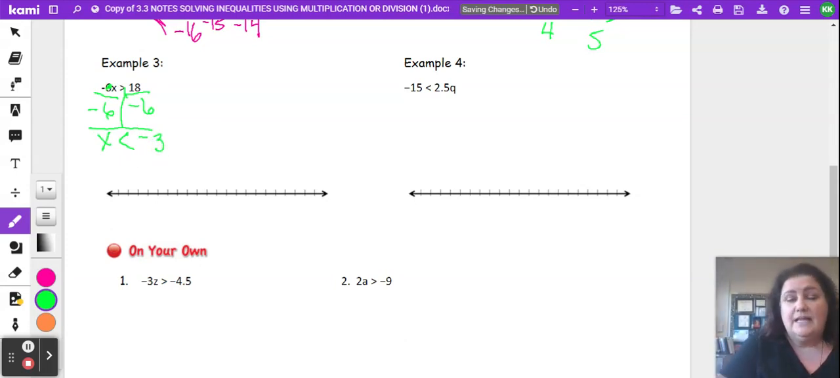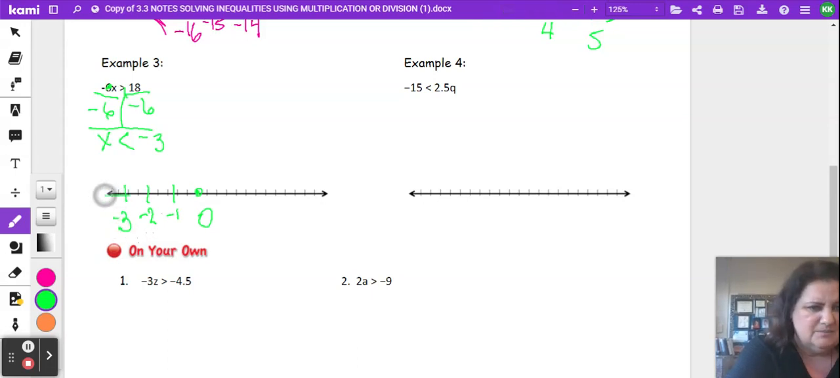Okay, so now we have to put it on the number line. And oh, I'm going to guess it's something like this. We got a 0 here, right? Because you've got to start somewhere. And then you've got negative 1 and negative 2 and a negative 3. And yeah, it's something like that, right?